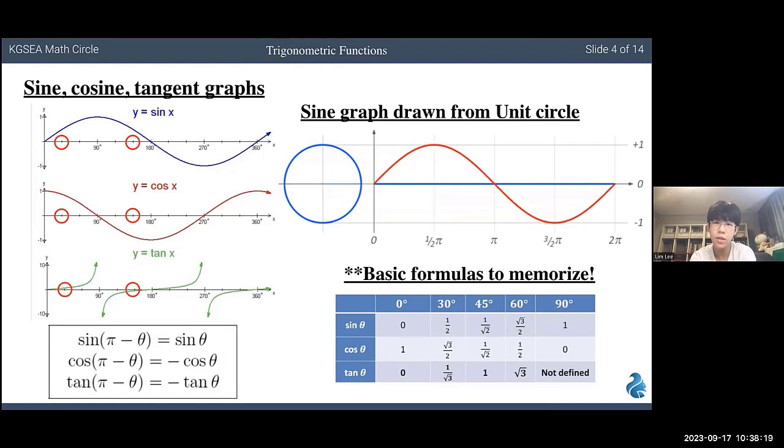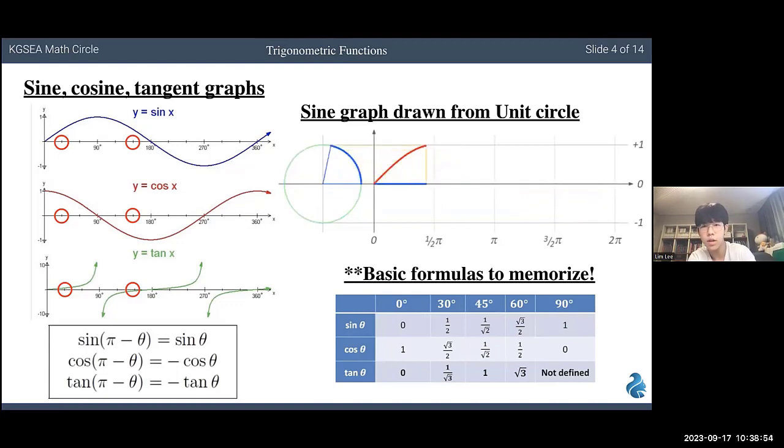Now, the top right has a visual of the sine graph drawn from the unit circle as well, where the height of the rotation radius is plotted on the plane. For competitive math problems, it's useful to memorize the formulas on the bottom right. The sine, cosine, and tangent values for 0 degrees, 30 degrees, 45 degrees, 60 degrees, and 90 degrees will help you a lot because they're the most commonly used in competition problems. We'll be using these in the problems later on in the video as well.